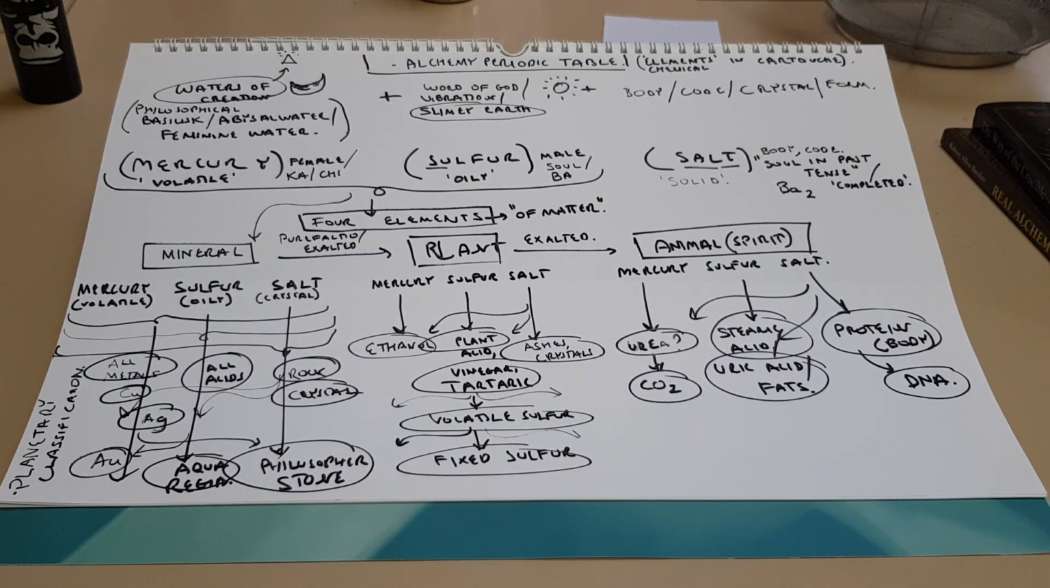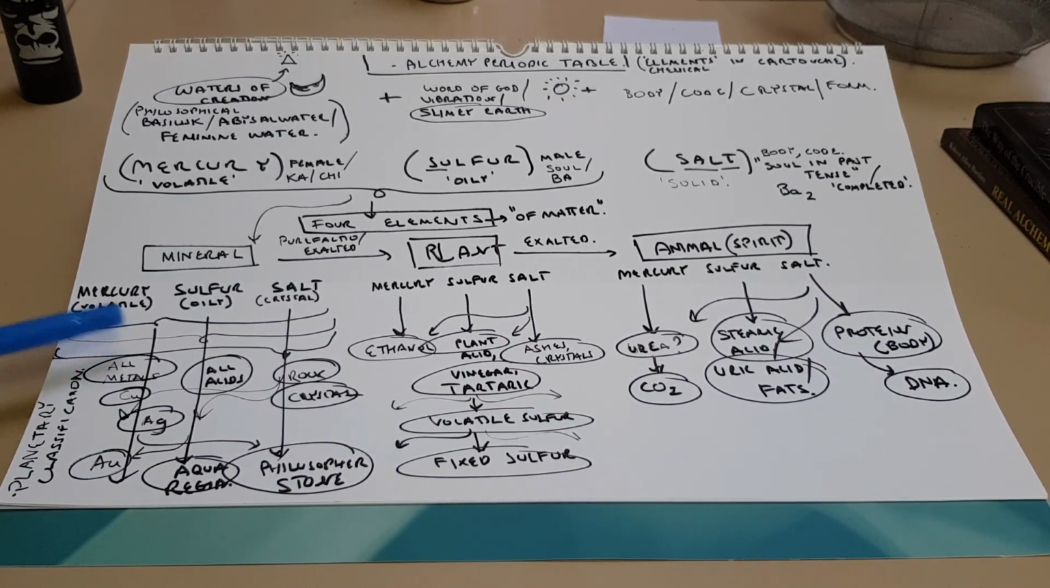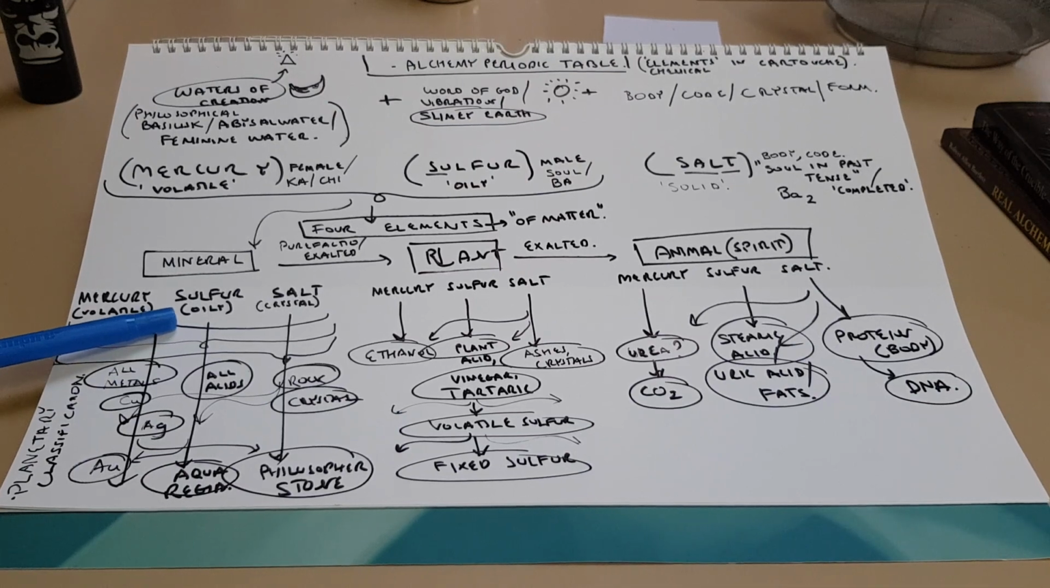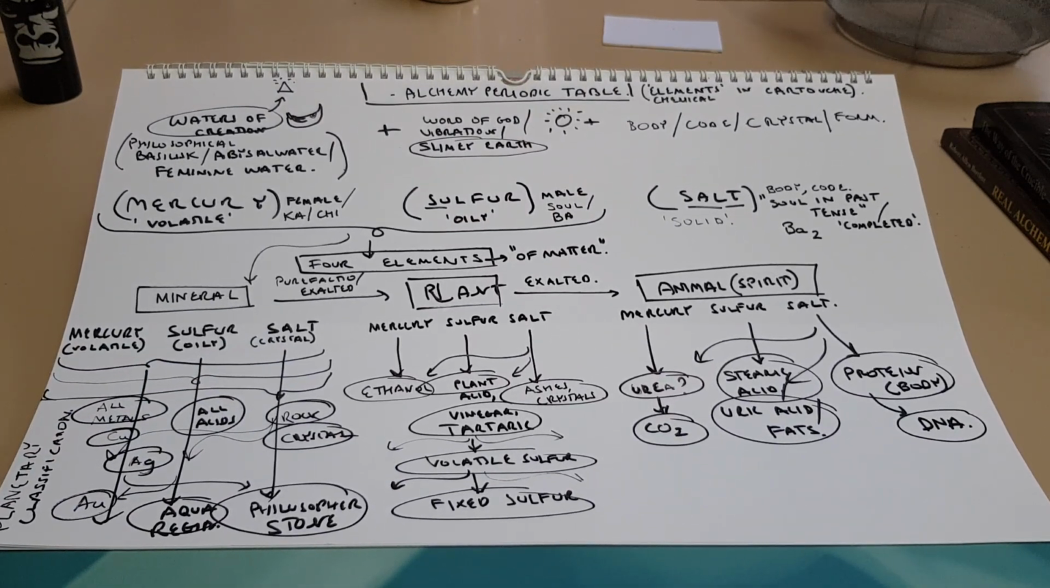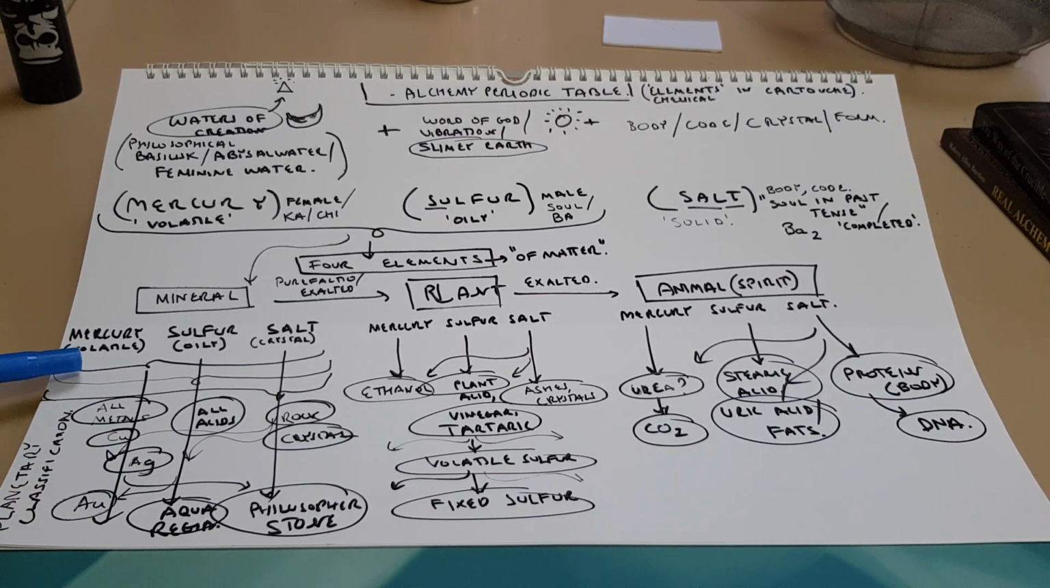Each of these kingdoms, or whatever they are, contains substances which are in turn divided into mercury, the volatile, sulfur, the oily, and salt, the crystal. So what's going on, right? So all metals are actually seen by alchemists as salts of mercury and sulfur. So I've drawn them in between the mercury and sulfur.